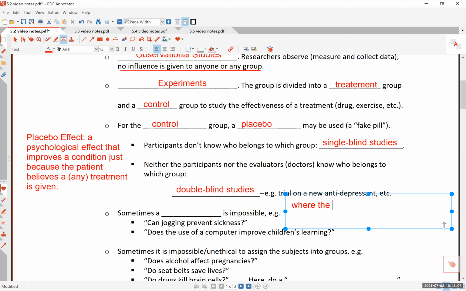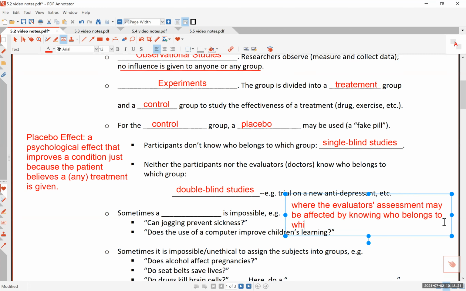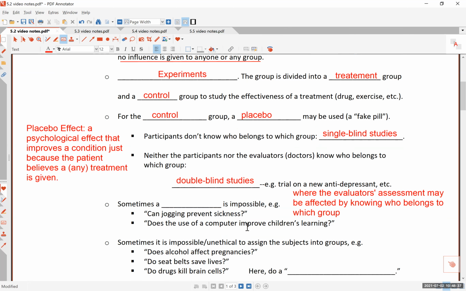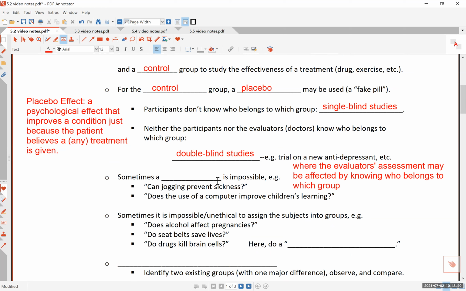So in this kind of a trial, the evaluators' assessment may be affected by knowing who belongs to which group. Okay, so when there is a possibility that the evaluators can be biased by knowing which ones are getting the placebo, in those cases, a double-blind study would be an appropriate type of experiment to conduct.